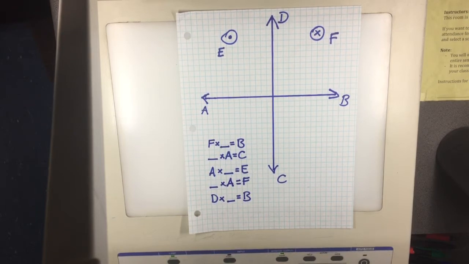Okay. Blank cross A is equal to F. So F is in or out, A is left-right. So I either have to start with D or C. If I started with D and went A, that points out, or E. That's incorrect. So the answer must be C cross A, which is into the page, or F.